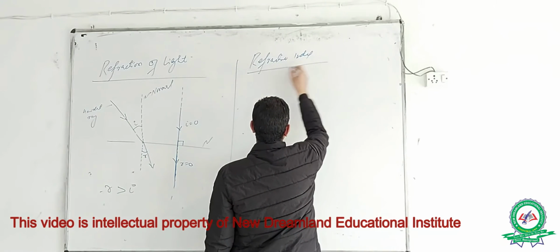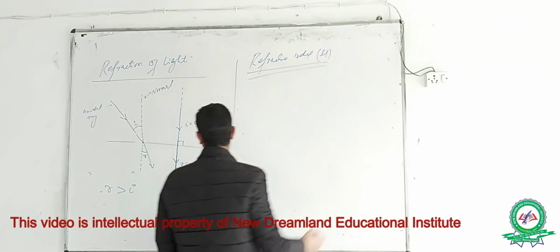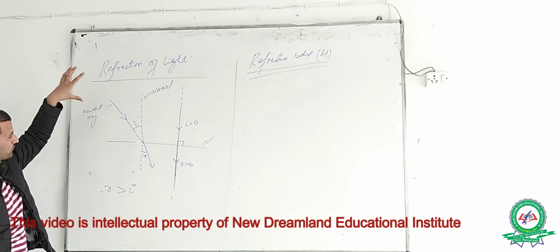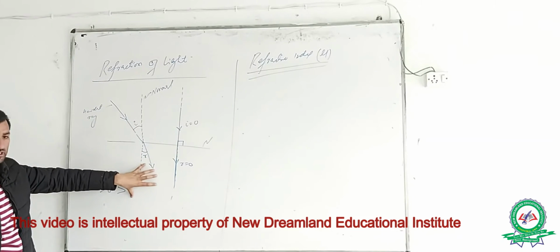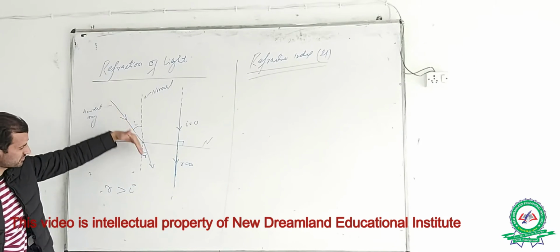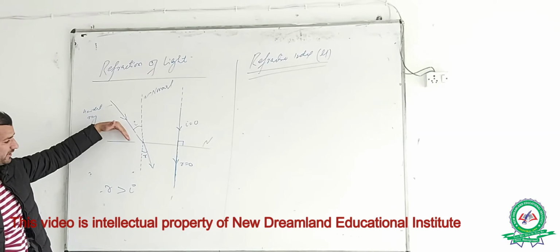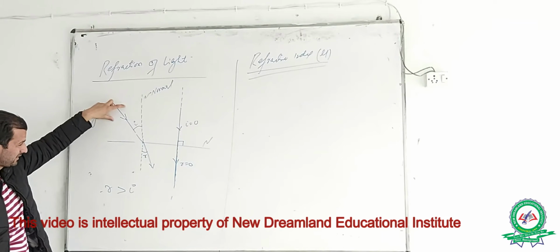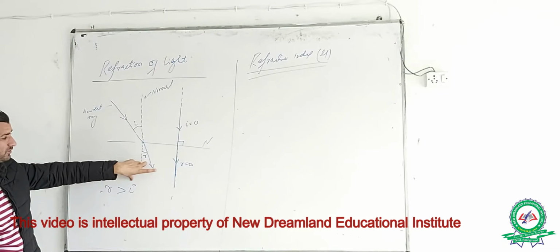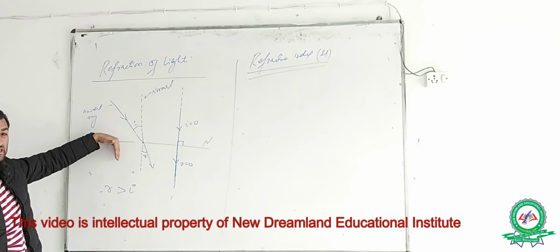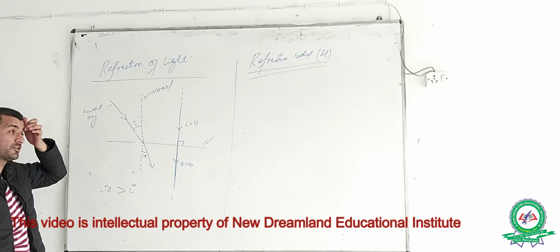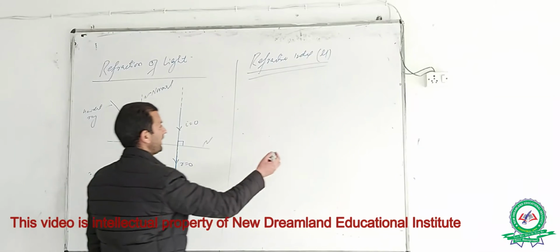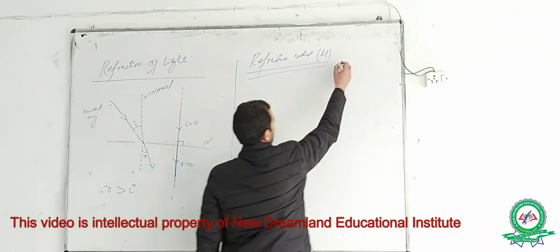Refractive index is denoted by mu. Actually, according to refraction of light, when light goes from one medium into another medium, it deviates, it changes its direction, and this change in the direction of light is called refraction of light. The question is, when light enters from one medium to another medium, how much will its direction change, how much will it deviate, how much will it bend? It depends on the refractive index. And what is the refractive index? How is it defined?